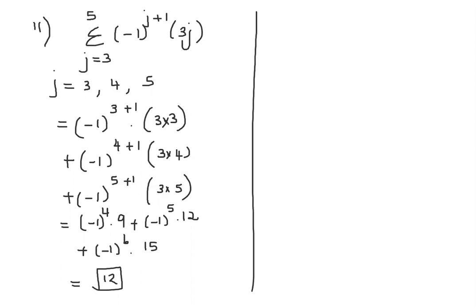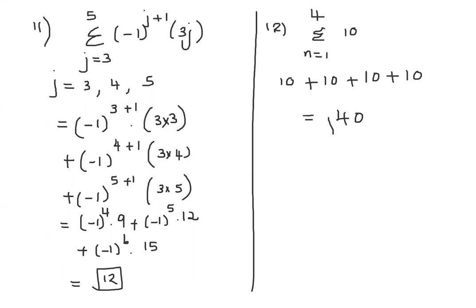And the last problem for this section is n equals 1 to 4, of 10. If you look at that, I have the n here, but there's no n inside. Oh, sorry, this is 4. So we have to write 10 4 times. Start 1, 2, 3, 4. So the answer is just going to be 40.